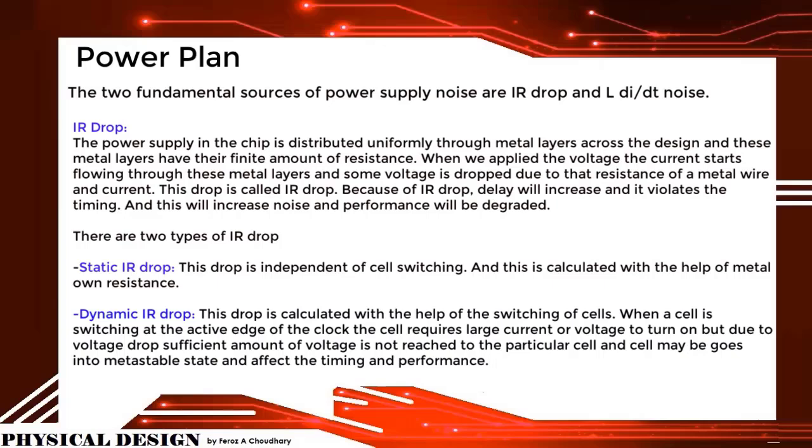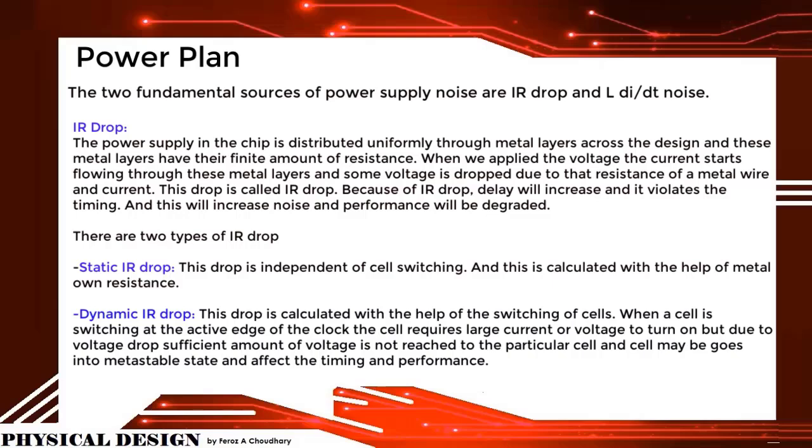The two fundamental sources of power supply noise are IR drop and L dI/dt noise. IR drop. The power supply in the chip is distributed uniformly through metal layers across the design, and these metal layers have a finite amount of resistance. When we apply the voltage, the current starts flowing through these metal layers and some voltage is dropped due to the resistance of the metal wire and current. This drop is called IR drop.